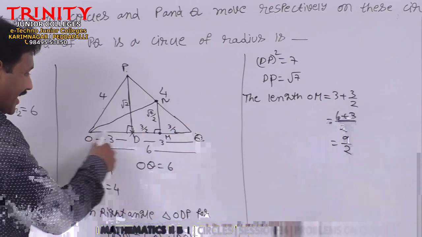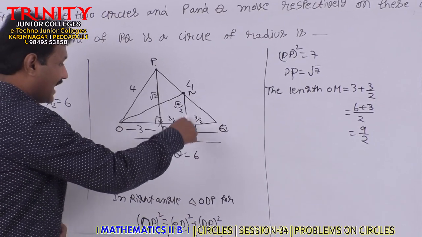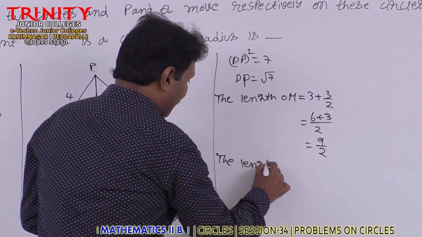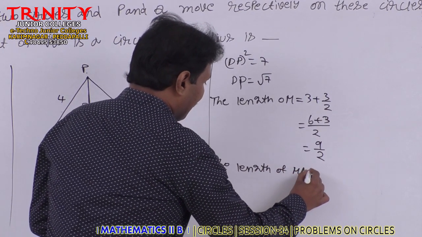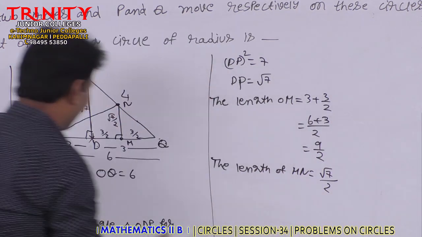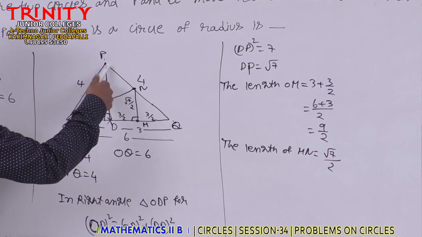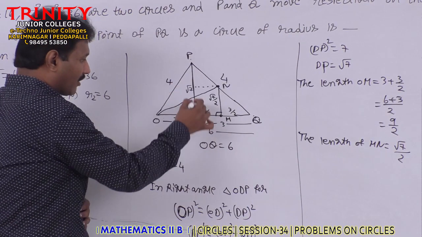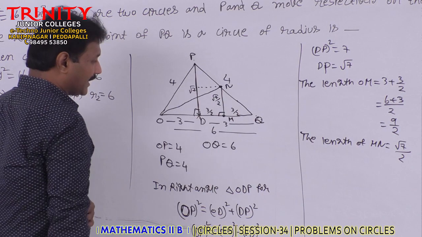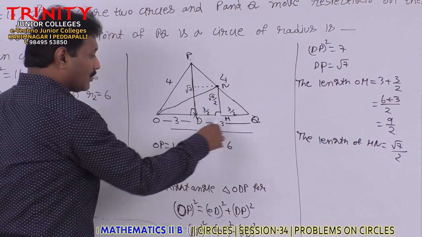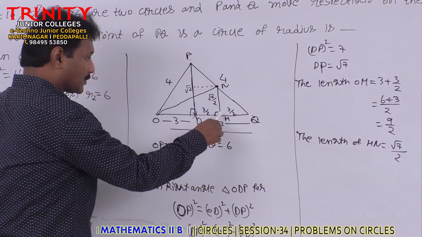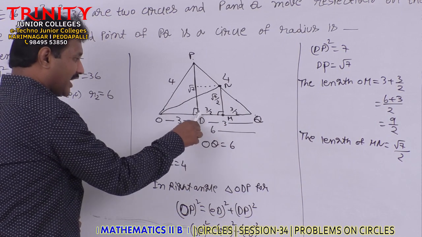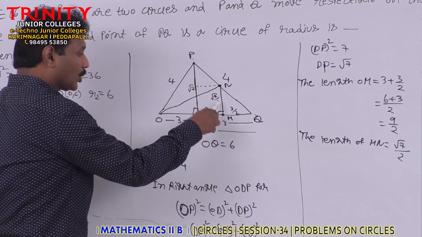The length of OM is 9 by 2 units, and the length of MN is root 7 by 2. Because the midpoint of PQ and midpoint of DQ, joining these 2 points, this length is half of the length of PD. The length of PD is root 7. The length of MN is root 7 by 2.